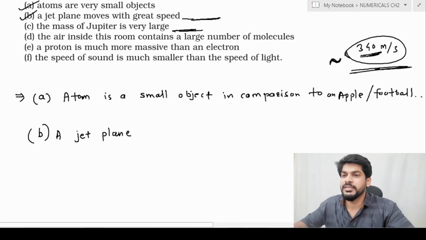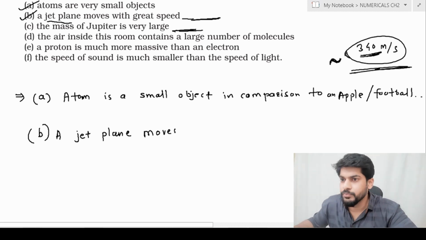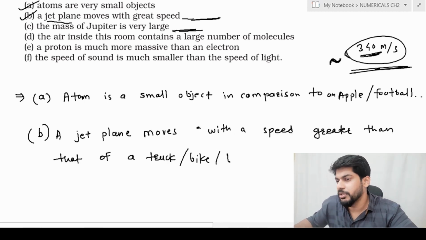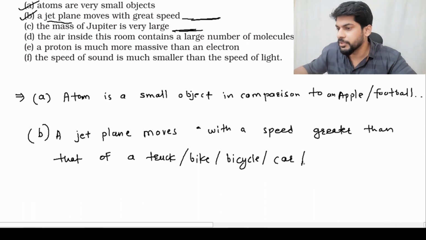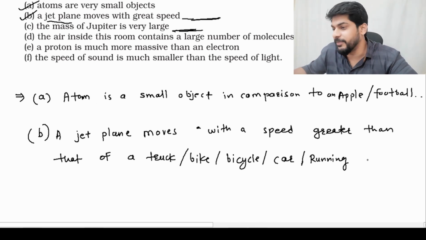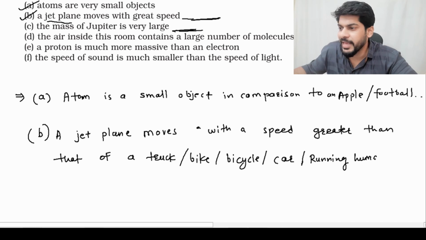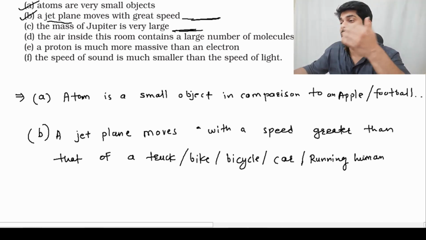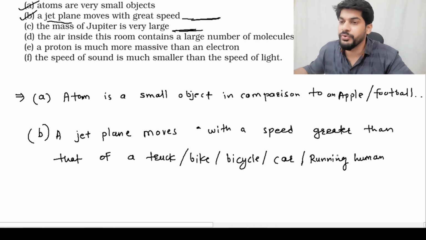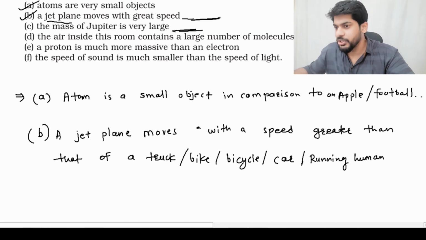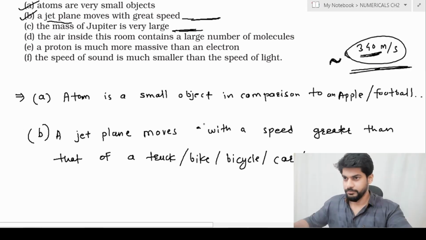So that's why we can say here a jet plane, or even a running human. We can't run as fast as this jet plane. Running human or any other animal, no animal can run as fast as this, at least this is what we know. So a jet plane moves with a speed greater than that of a truck, bike, bicycle, car, running human, etc. These are some standards of comparison. So this is the second one. Now we move to the third one.